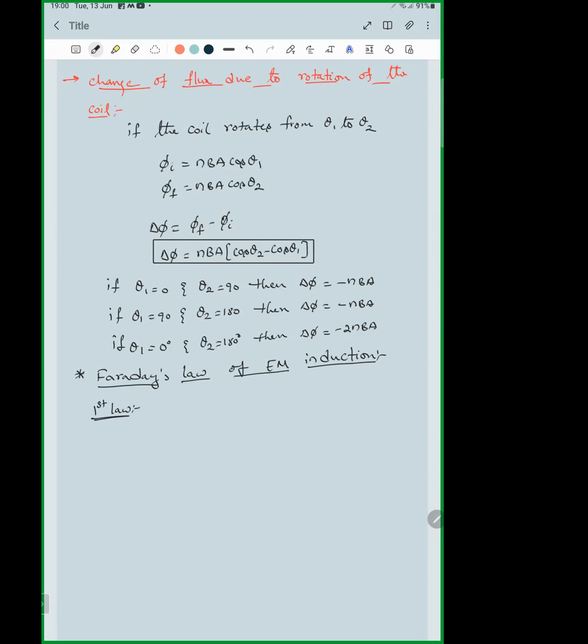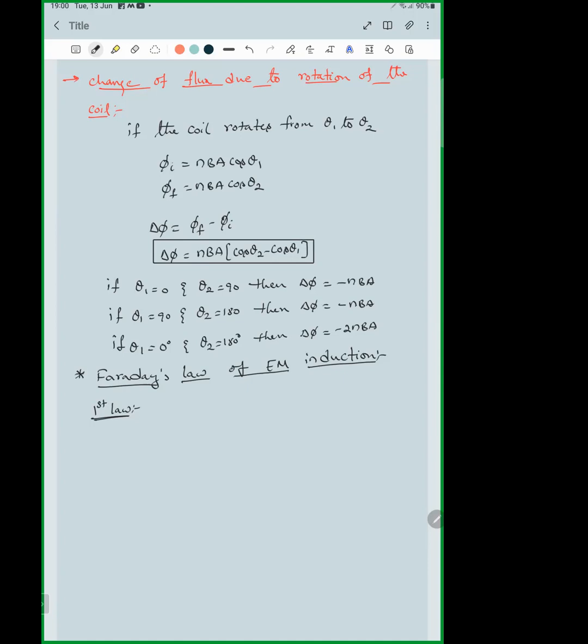That was so simple. As I told you, only when the value of flux, that means the amount of flux linked with the coil, changes, then only EMF is going to be induced. Whenever a time varying magnetic flux interacts with the particular region or coil, EMF is going to be induced in that situation.